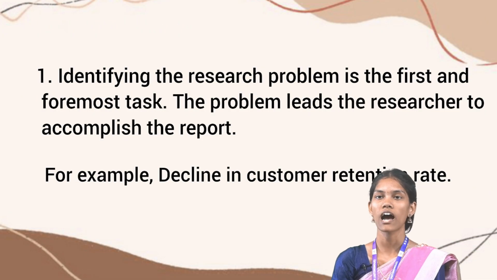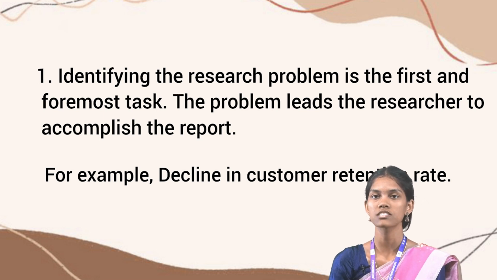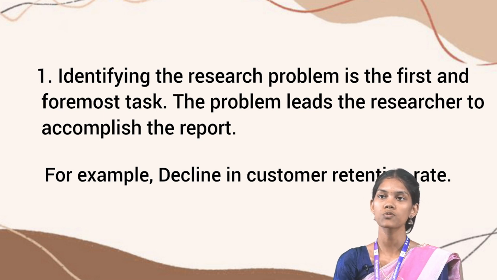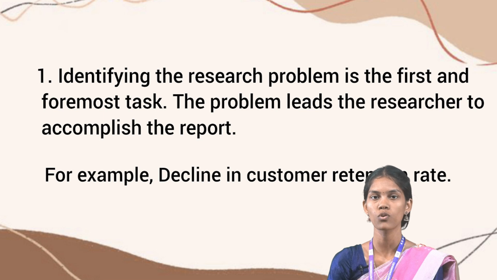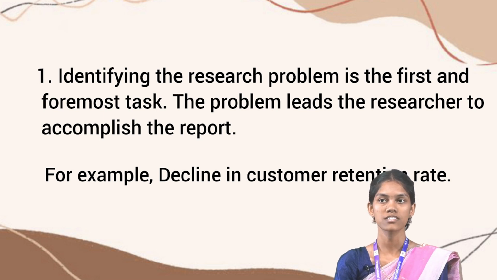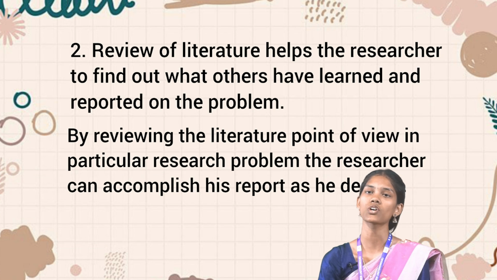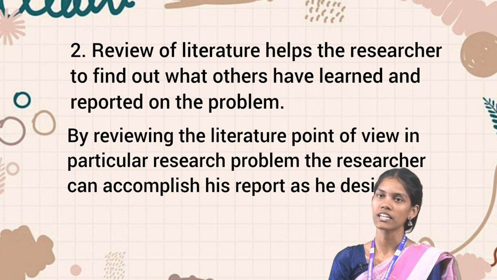First process is identifying the research problem. Identifying the research problem is the first and foremost task. The problem leads the researcher to accomplish the result. For example, decline in customer retention rate. So next topic is review of literature.